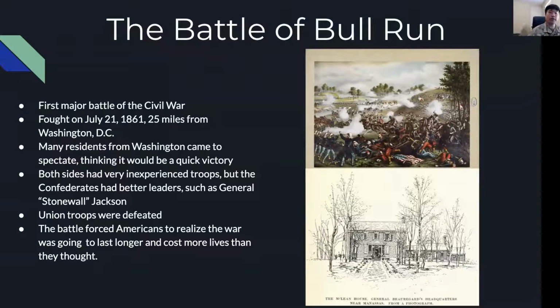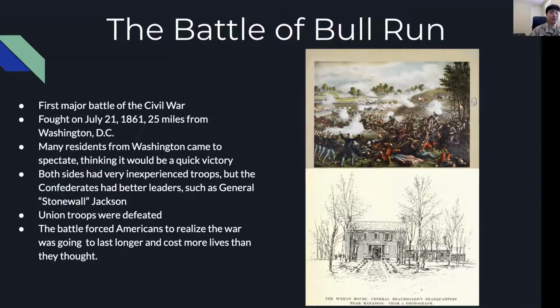Both sides did have very inexperienced troops fighting during this battle, because the last war that the Americans had fought was the Mexican-American War, and a lot of the veterans of that war were already out of the army by then. But the Confederates, the Southern troops, had better leaders, such as General Stonewall Jackson. General Jackson got his nickname Stonewall because he held his ground when the Union troops were charging his battle line, and instead of running away, he stood his ground and beat back the Union charge.